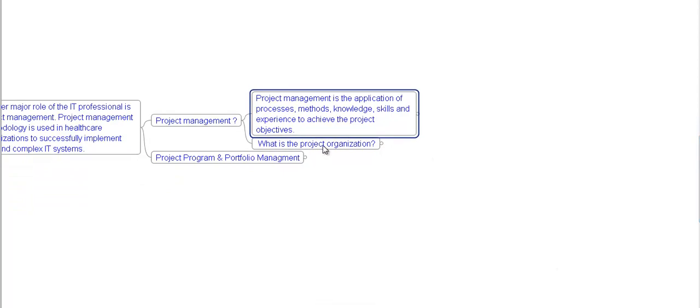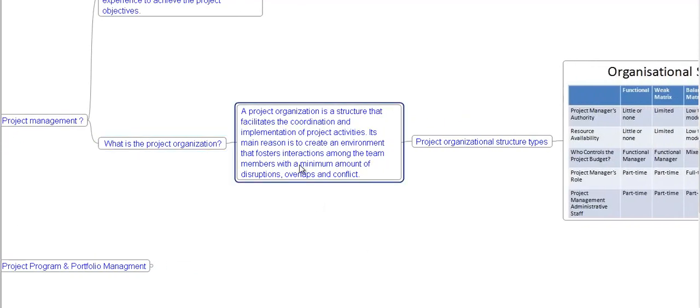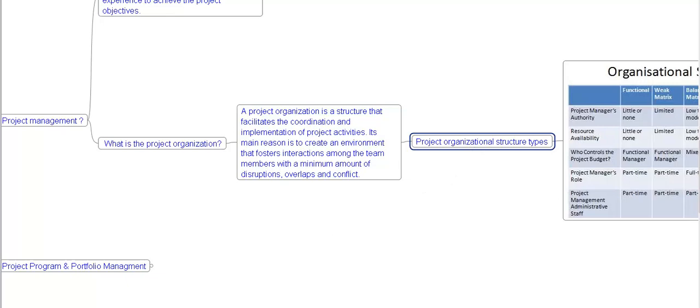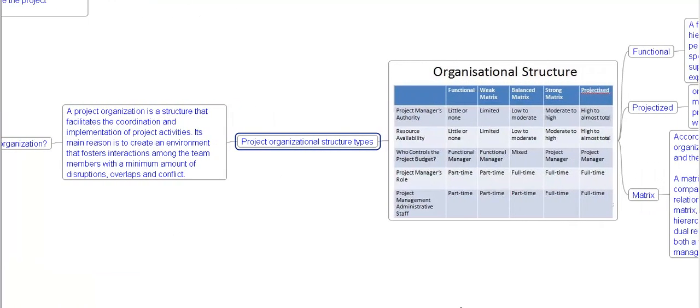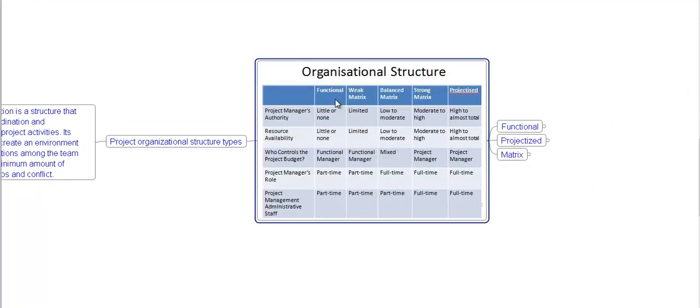What is a project organization? A project organization is a structure that facilitates the coordination and implementation of project activities. Its main reason is to create an environment that fosters interaction among the team members with minimum amount of disruption, overlaps, and conflict. Project organizational structure types: functional organization, weak matrix, balanced matrix, strong matrix, and projectized.